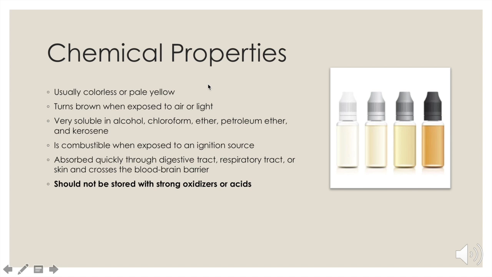As far as chemical properties go, some physical properties include that nicotine is usually colorless or pale yellow. However, it turns brown when exposed to air or light, which is why the end of a burnt cigarette looks brown. As it's a polar molecule, it's soluble in polar solvents including alcohol, chloroform, ether, petroleum ether, and kerosene. In addition, nicotine is combustible when it's exposed to an ignition source, so that's why when you light your cigarette, the nicotine combusts. It should not be stored with strong oxidizers or acids, and we'll learn why in a minute.